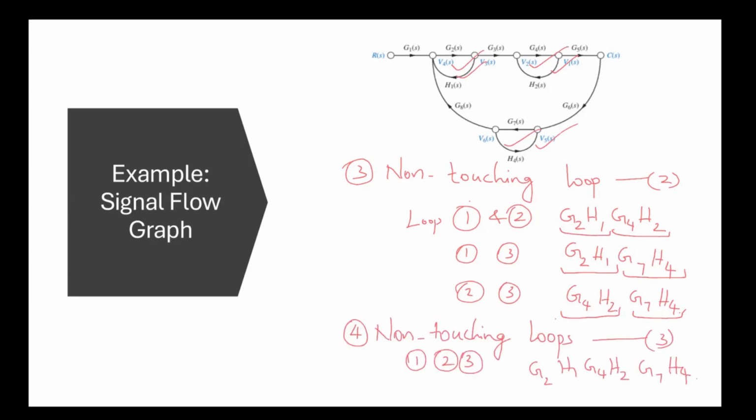Next we have to take the non-touching loops considering three loops at a time. So here loops 1, 2, 3 are not touching. So the corresponding gains are multiplied, and we get G2H1, G4H2 and G7H4. Now there are no non-touching loops taken four at a time. So we will proceed to calculate delta and delta K.